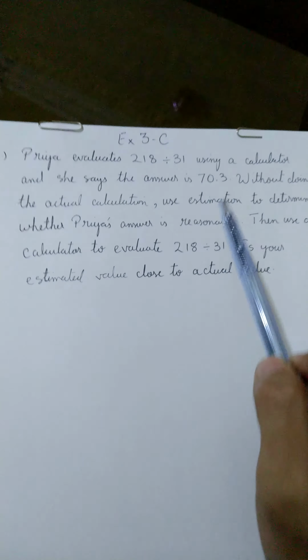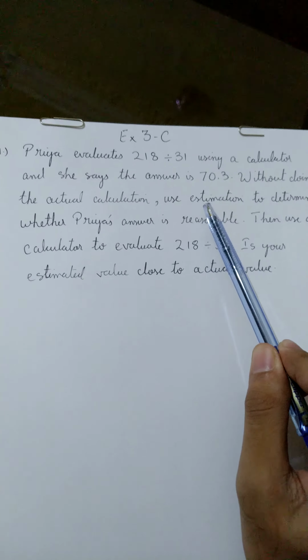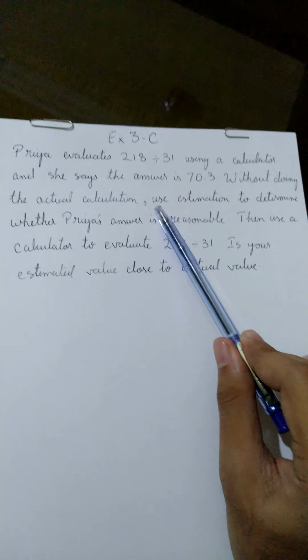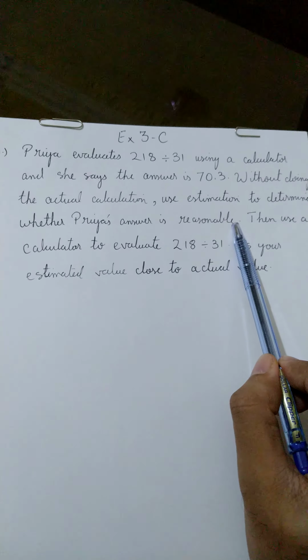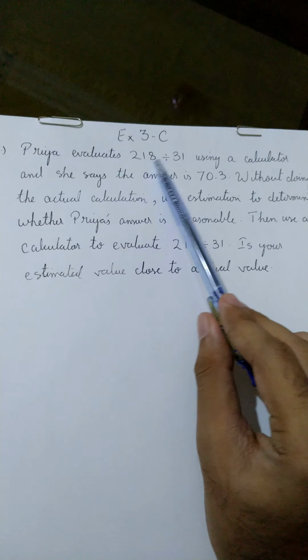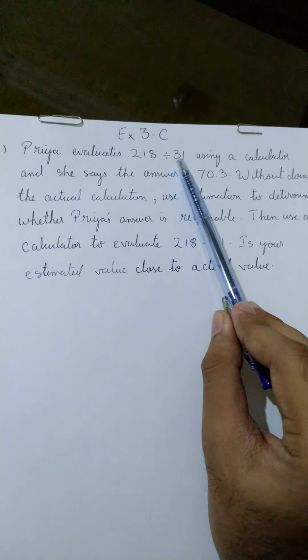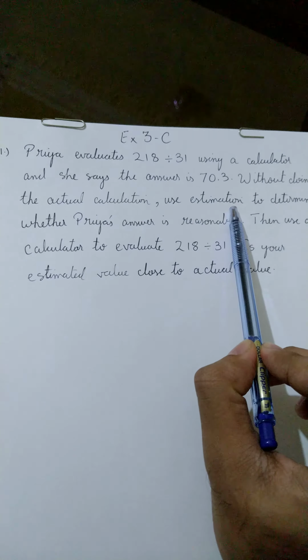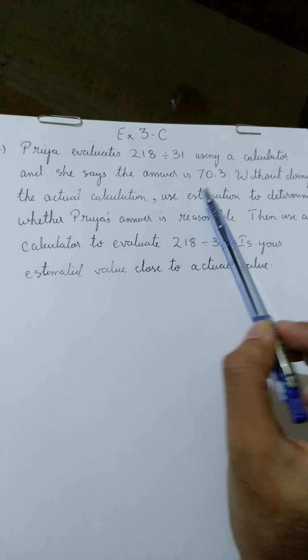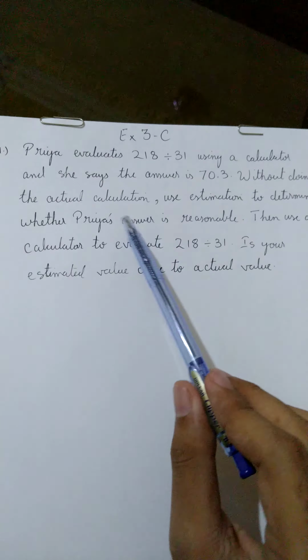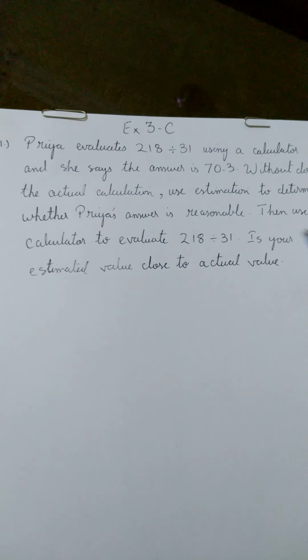The answer will be an estimated answer, it will not be the exact answer. So keep that in mind. We will use estimation to determine whether Priya's answer is reasonable. First part is that we have to find the answer of this expression using estimation, and then we will compare our answer with the answer that Priya got, to see whether Priya's answer is reasonable, which means is it correct or not.